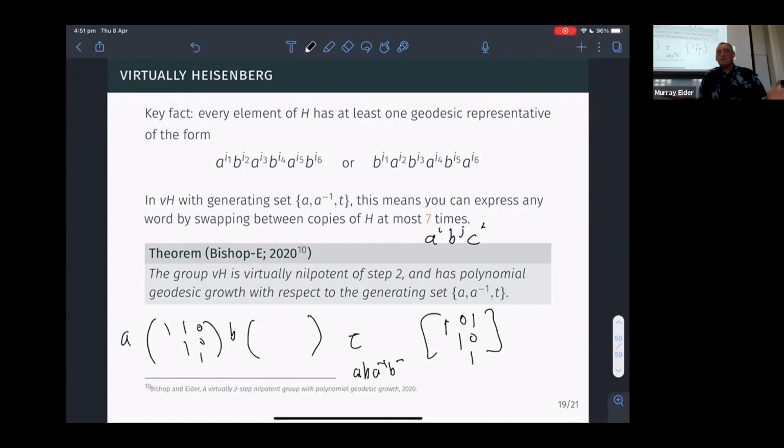It's totally an optimization of how you express an element in the most efficient way. And the fact that you can do it with only these 6 swaps, I think is kind of a miracle.